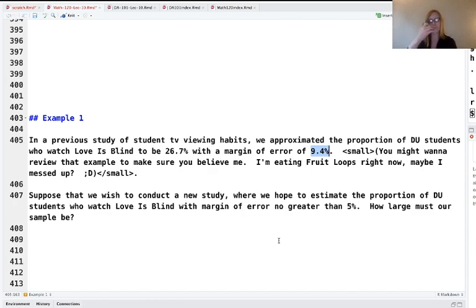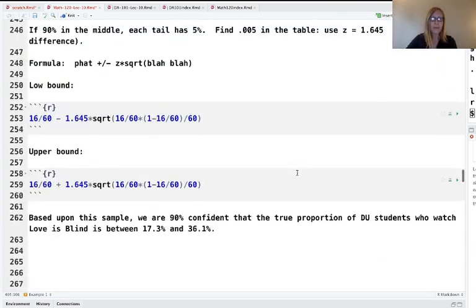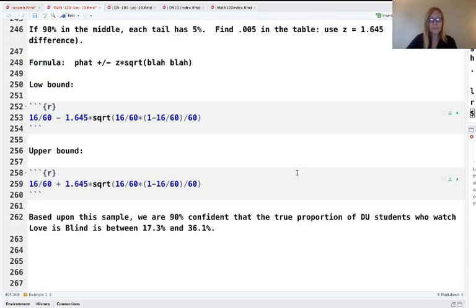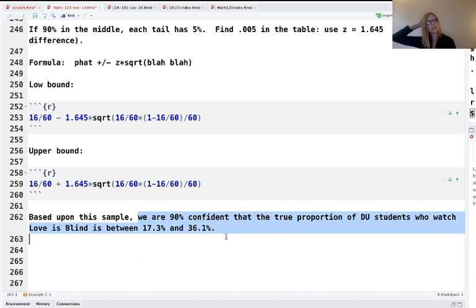Okay, 9.4%. It's kind of big, right? Let me even just show you. I've got my notes right here. We are 90% confident that the true proportion of Denison students who watch Love is Blind is between 17.3% and 36.1%. Kind of a big range.